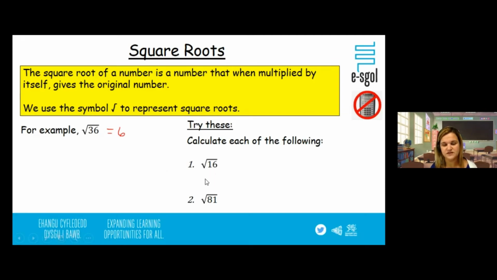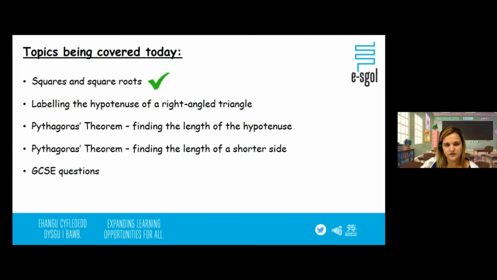For the square root of 16, you're thinking about a number that multiplies by itself to get 16. The answer was 4, because 4 times 4 is 16. Same idea with the next one, the square root of 81. That one is 9, because 9 multiplied by 9 is 81. These are things that we're going to need throughout this lesson. So if we come back to what I started with, we've already looked at squares and square roots.